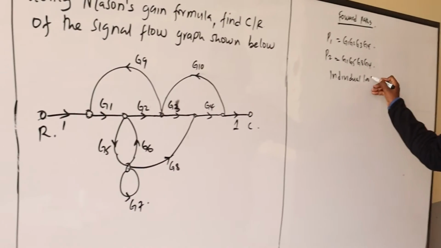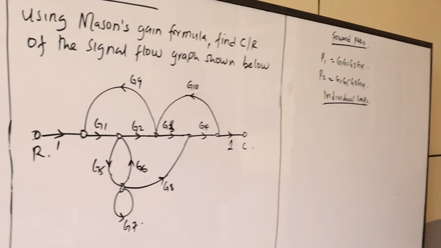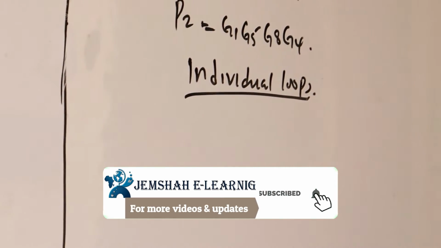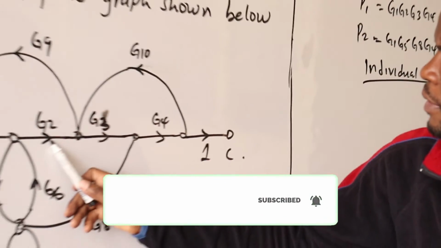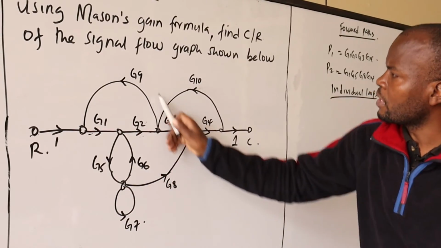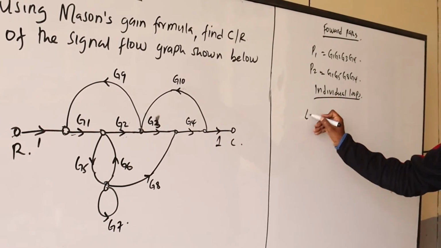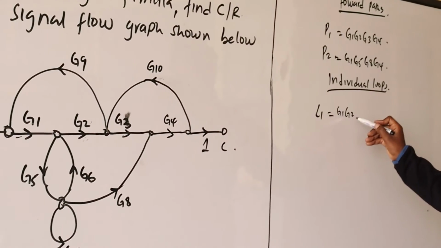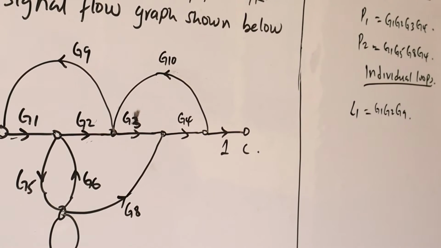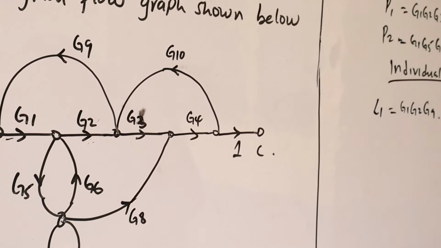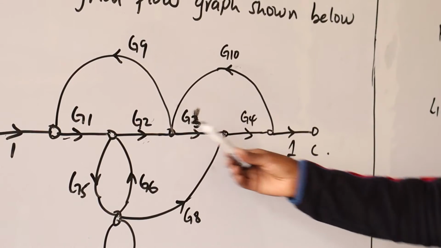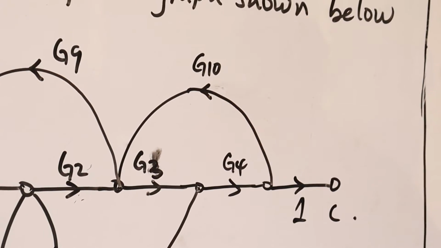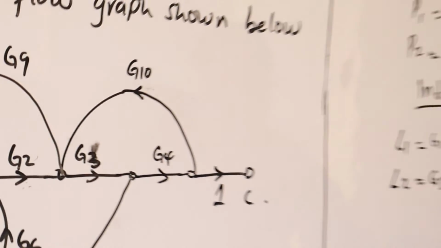Individual loops. So we can look at the individual loops, and we can see there is the first loop. We can talk of G1, G2, and it is coming back through G9. Therefore, we can talk of our L1 to be G1, G2, G9. The second loop we can talk of, there is G3, G4, G10, L2. We have G3, G4, G10.